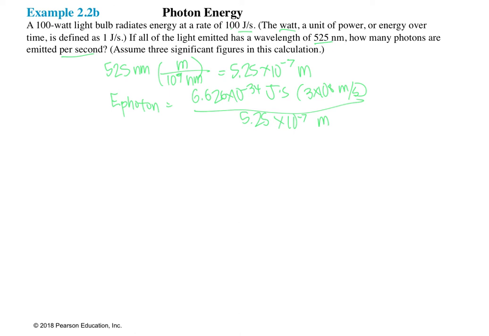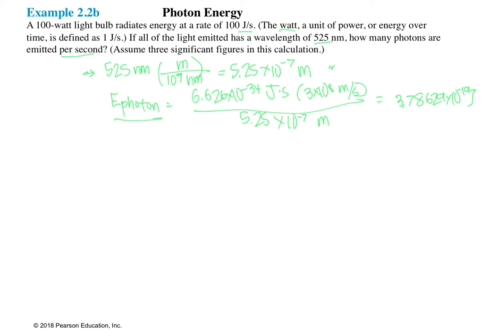Okay, so what you have here is I first converted the nanometers of my light into meters. Then I plugged it into the energy of a photon to find out that one photon of this wavelength of light has energy of 3.78629 times 10 to the negative 19 joules.